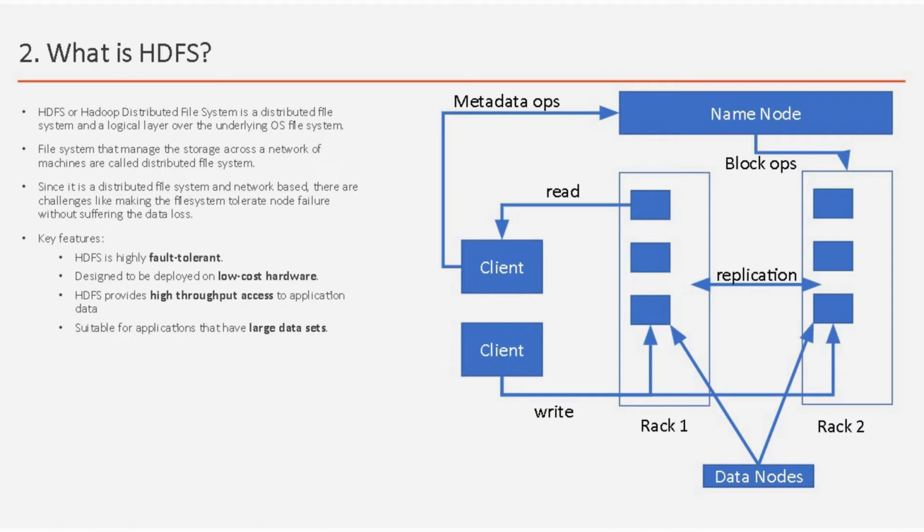HDFS provides high throughput access to the application data. High throughput access because it is suitable for applications that have large data sets. But as a drawback, take a very fast transaction processing system. It requires low latency, but HDFS cannot provide you that. So it compromises on low latency to give you high throughput access.